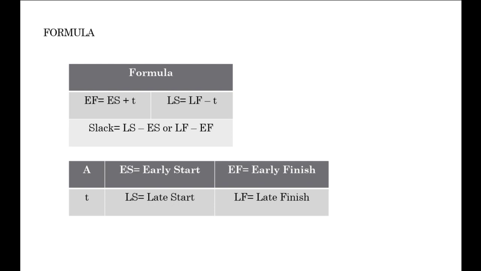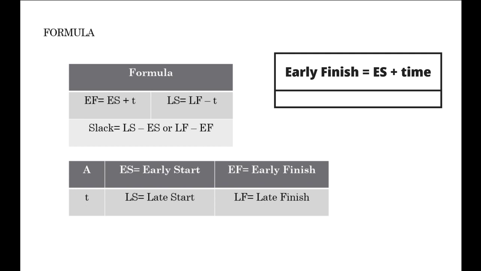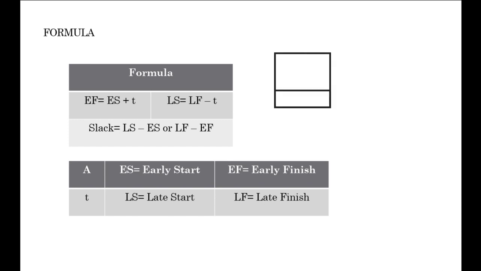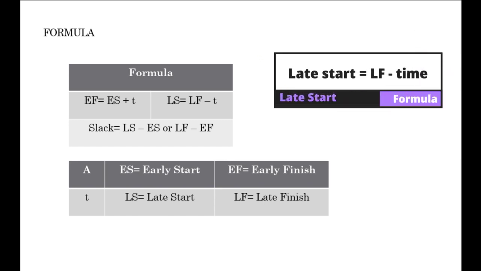At the bottom left, we can see the formulas for calculating the early start, late start, and the slack of each activity. The formula used in getting the early finish is adding the early start and the time. The next formula is how to get the late start, by subtracting the time from the late finish.